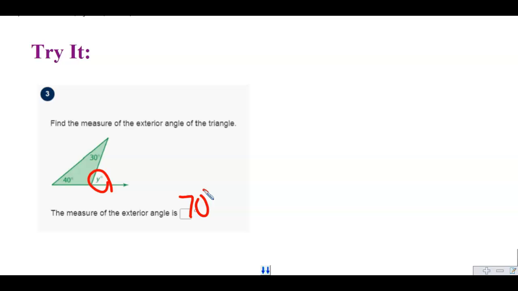Now, hopefully this one was fairly easy for you, because all you had to do was remember that the exterior angles theorem said to take the two non-adjacent interior angles and add them together. So 30 plus 40 was 70 degrees.